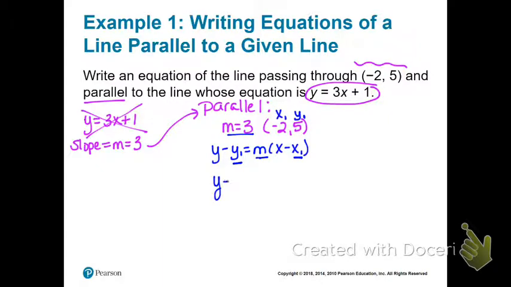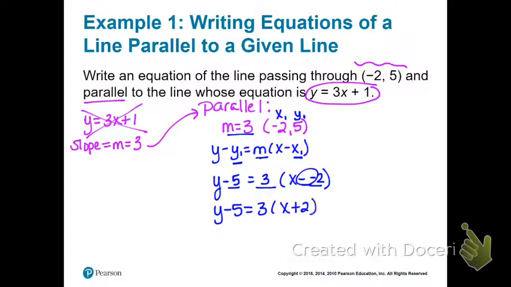I'm going to set up my skeleton and put some blanks in for what I'm going to be plugging in, and then plug them in. What is y1? 5. What is m? 3. What is x1? -2. Now take care of your minus and negatives first. So this becomes x plus 2. If it tells me it wants point-slope form, this is what we're looking for, and you would stop here.